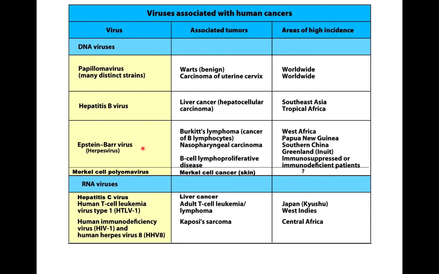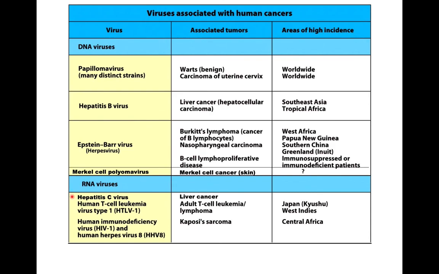Epstein-Barr virus, which is a herpes virus, can cause a number of different types of cancer. So it can cause Burkitt's lymphoma, nasopharyngeal carcinoma, and B-cell lymphoproliferative diseases. Merkel cell polyomavirus is, I believe, the newest one discovered that can cause cancers in humans. It causes this really rare skin cancer called Merkel cell cancer. There have only been a few cases of this so far. We don't really know where all in the world it's occurring.